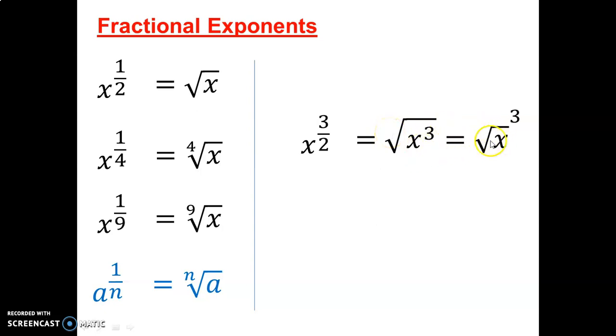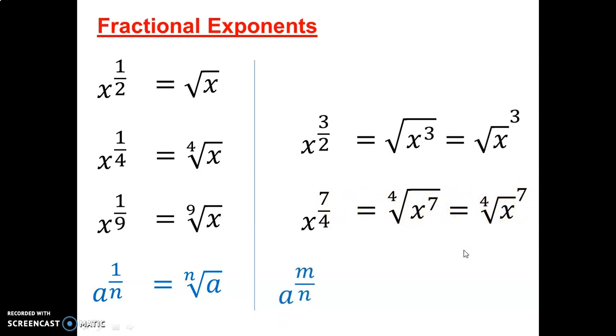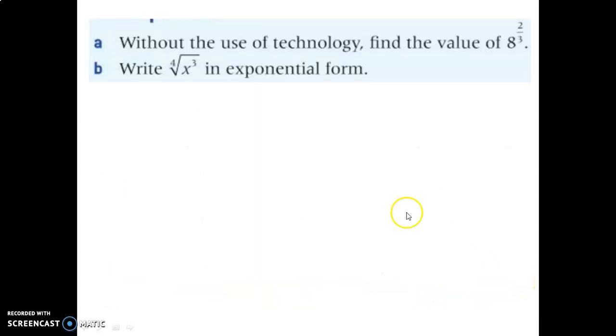Another way to write this is like this. So that 3, which is the exponent, can be either inside or outside the root. It doesn't matter. It means the same thing. Here's another example. We have x to 7/4. That time 4 is the denominator, so 4 goes here. And the 7 is our power, so it goes here, either inside or outside. So the general rule, when you have m/n, that becomes a to the m, and the n here is the root, or the m can go on the outside. Okay, let's try this. Try a.